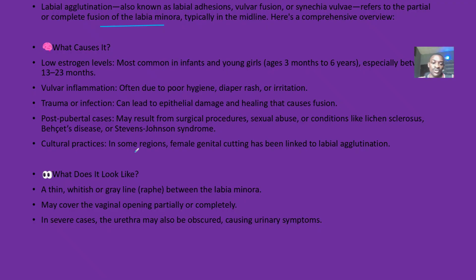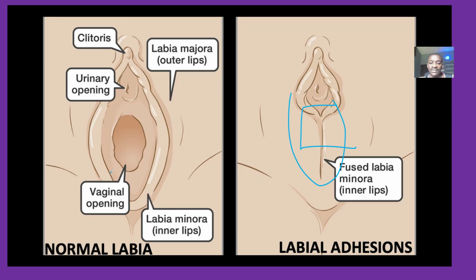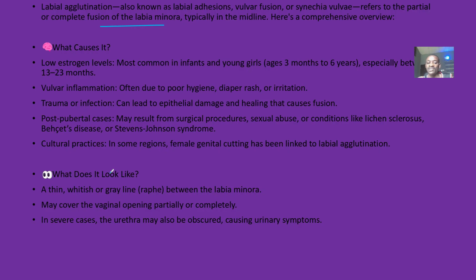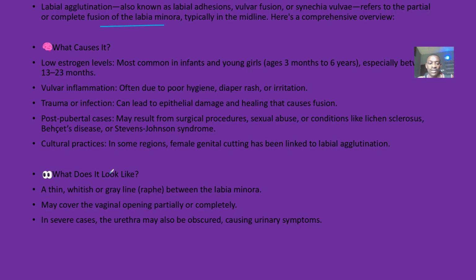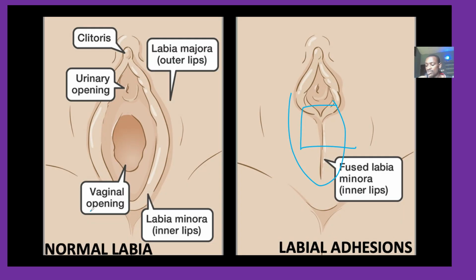Okay, so what does it look like? There's a thin, whitish or grayish line between the labia minora. It's not open. Okay, so it may cover the vagina partially or completely. Okay, in severe cases, the urethra may be obscured, so that person will even have issues trying to urinate.